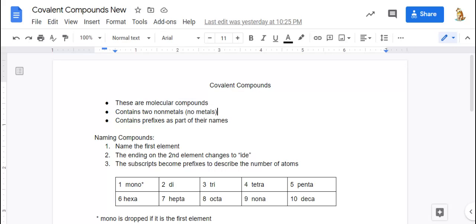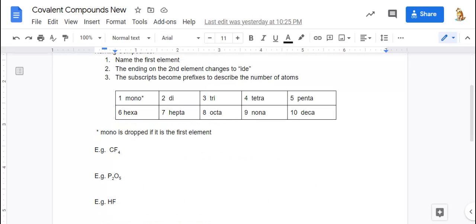You name the first element. The ending on the second element changes to IDE, just like for the binary ionic compounds. And then the subscripts become prefixes to describe the number of atoms. So we've got 1 is mono, 2 is di, 3 is tri, etc. Now there's a star beside the mono, and that's because mono is dropped if it refers to the first element in the formula. So we don't say mono carbon dioxide, we just say carbon dioxide. Okay, so let's do a couple of examples.